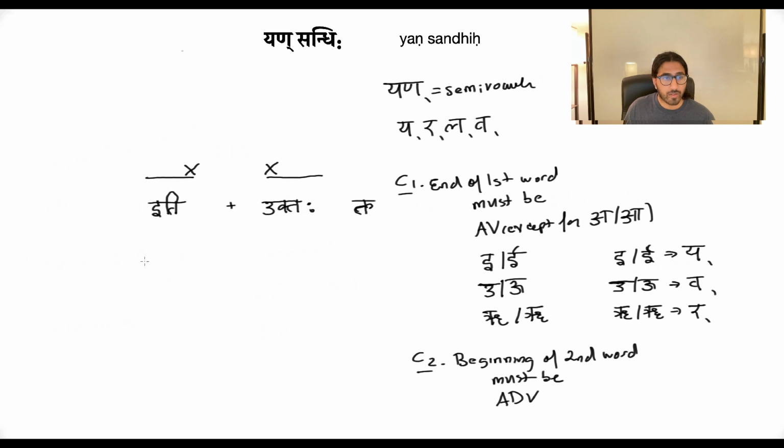So now what happens? Step one, again, replace the i with the corresponding semivowel, which is ya. So then we're going to have ity, again. And second step, add on the rest. So you have ity plus uktah. So what are we going to get? Ityuktah.